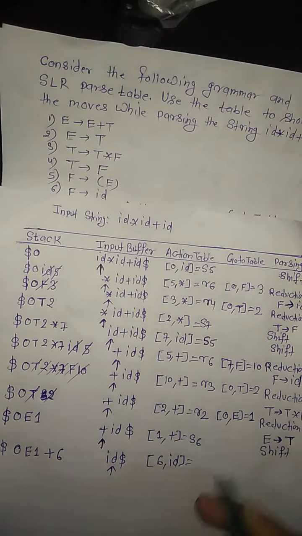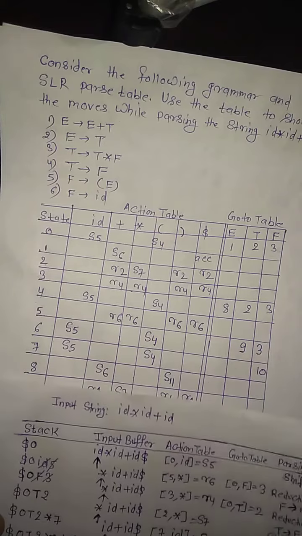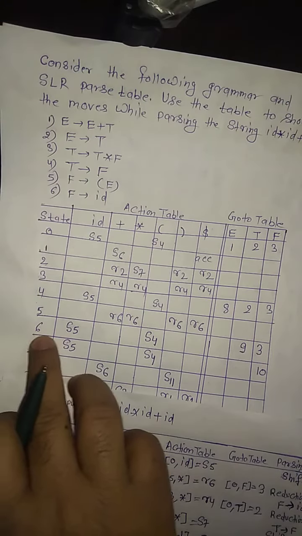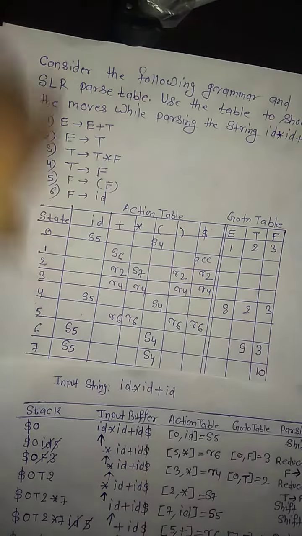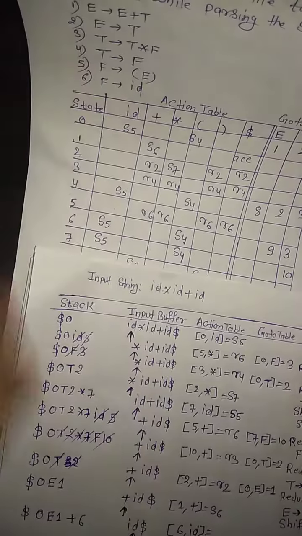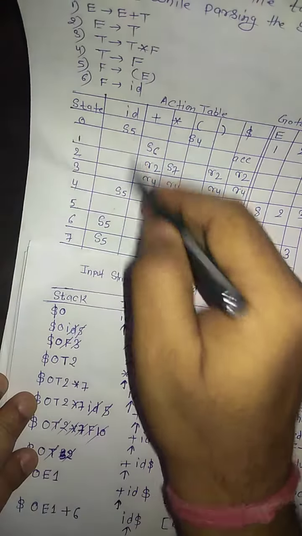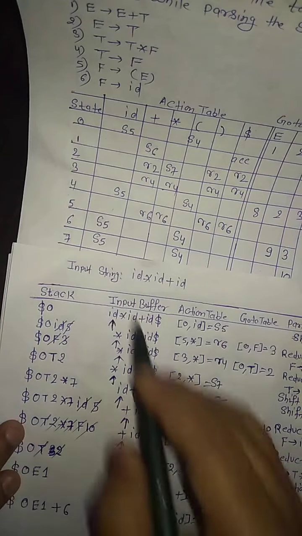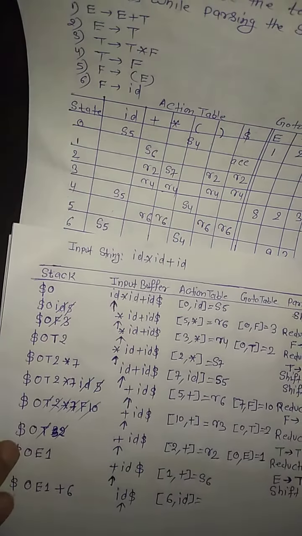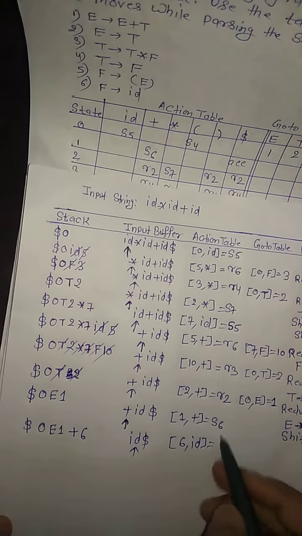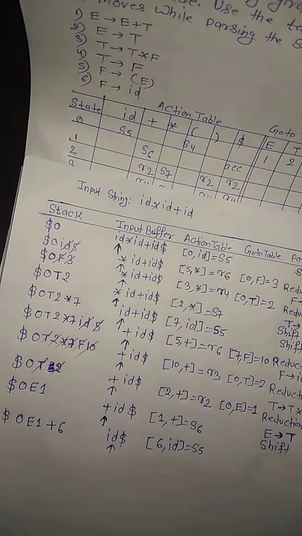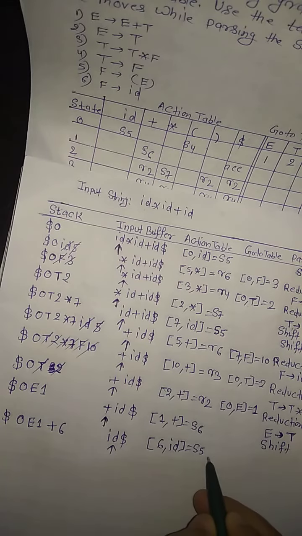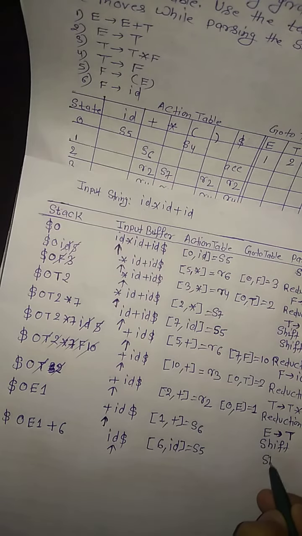Now next operation, now we have top of the stack is 6, so 6 comma id. So 6 comma id means you go to the 6th state row and id column. So we have S5. Now you write here S5. Okay. Now what is the meaning of S5? S5 means you have to perform the shifting operation. So write here shift.